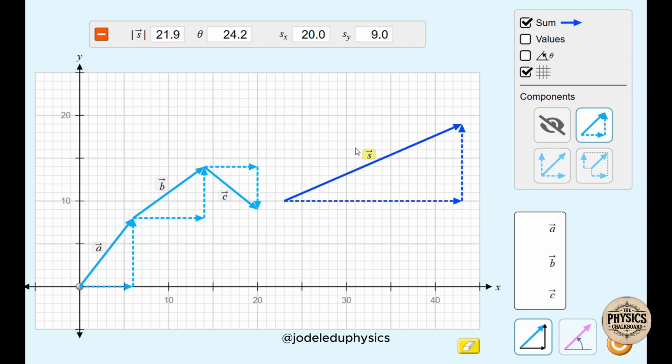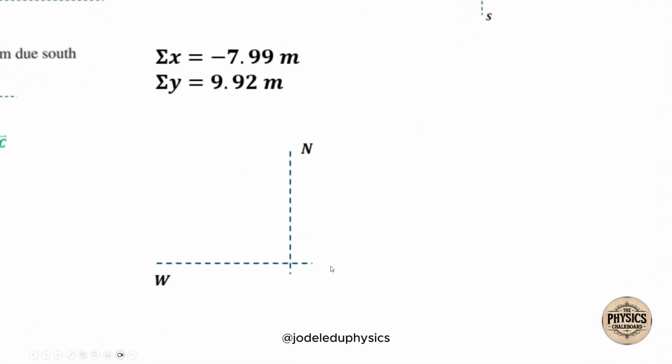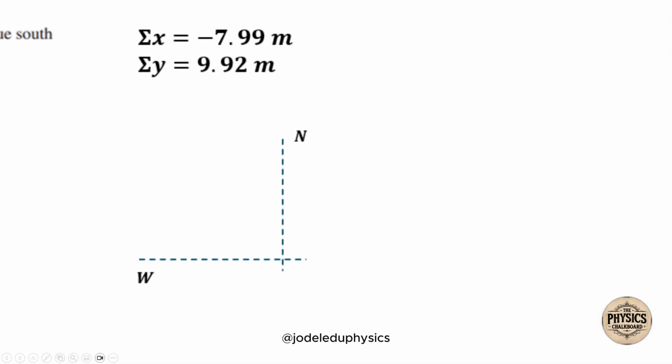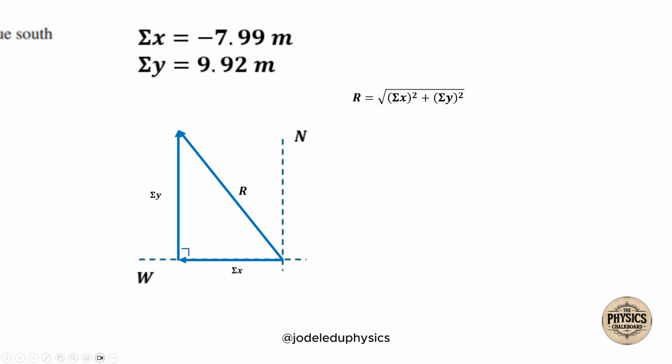Using the Pythagorean theorem, we can now solve for the magnitude of the resultant. The horizontal sum is negative, so the vector points to the left. The vertical sum is positive, so it points upward. If we now close the triangle by connecting these two components, we create a right triangle, and the resultant vector is the hypotenuse. This visual clearly shows the overall direction of the resultant, and from here, it becomes a matter of solving the triangle mathematically.